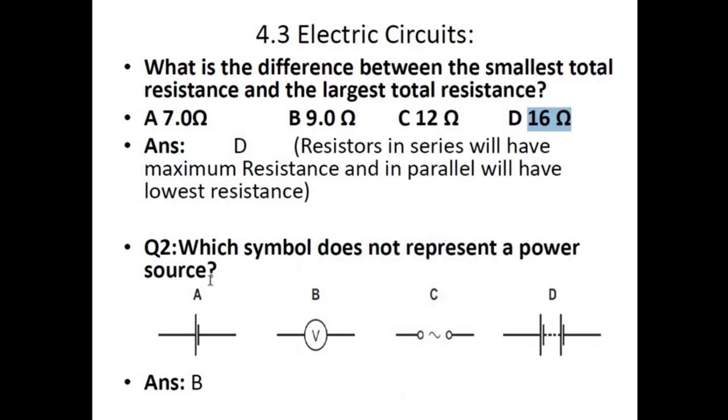Which symbol does not represent a power source? This is a power source, this is a battery, this is AC, this is also a battery, but this is a voltmeter. So the answer would be B.